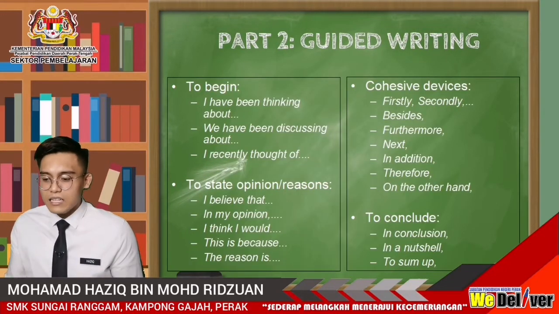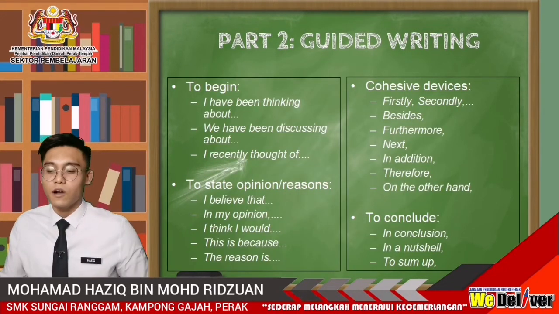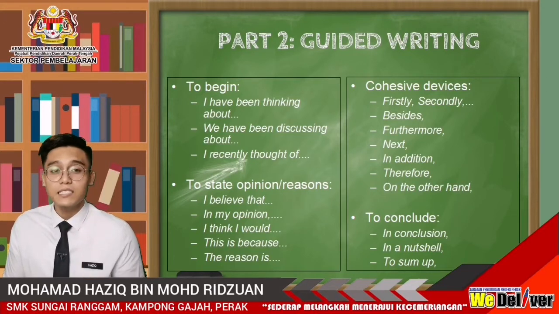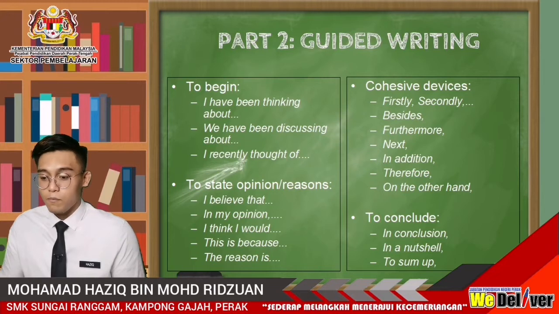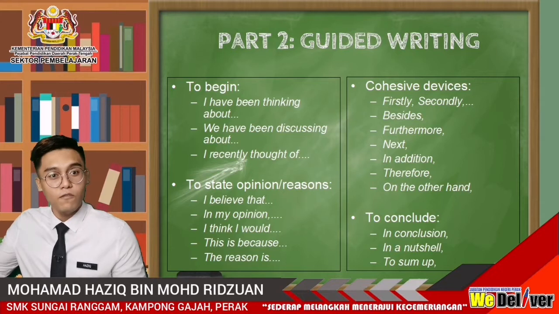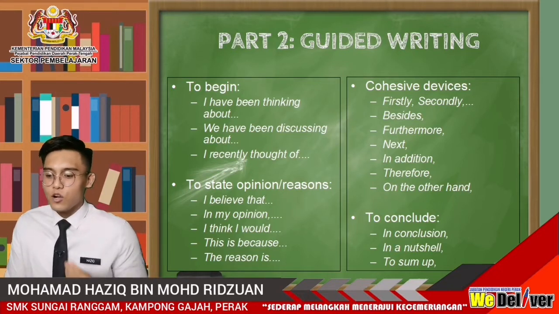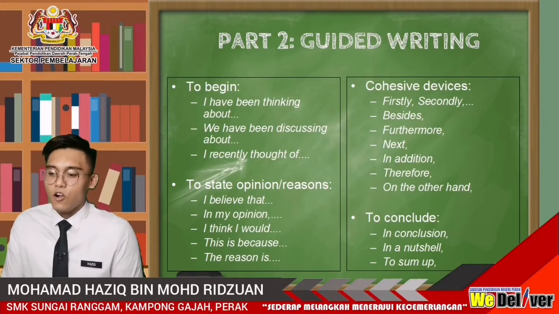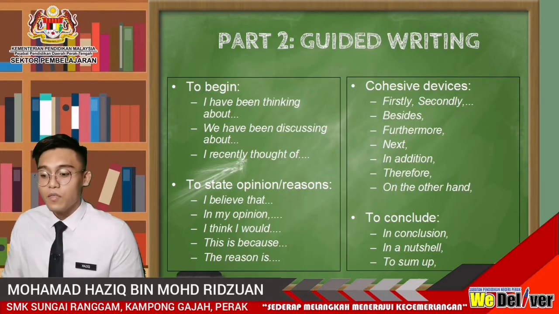So here are several pointers that you can use in your writing. To begin, you can use: I have been thinking about, we have been discussing, I recently thought of part-time jobs. You continue the sentence with the main topic of the question. To state opinions or reasons, you can use: I believe that, in my opinion, I think I would, this is because. And for cohesive devices, you can use firstly, secondly, which are the common ones. Besides, furthermore, next, in addition, therefore, on the other hand.